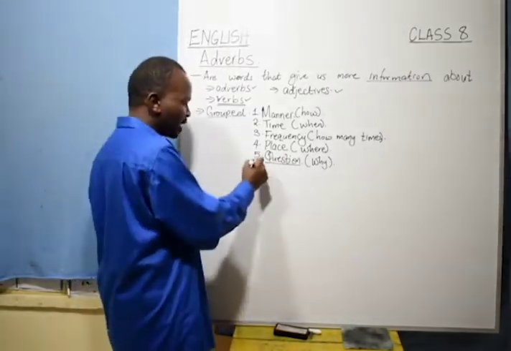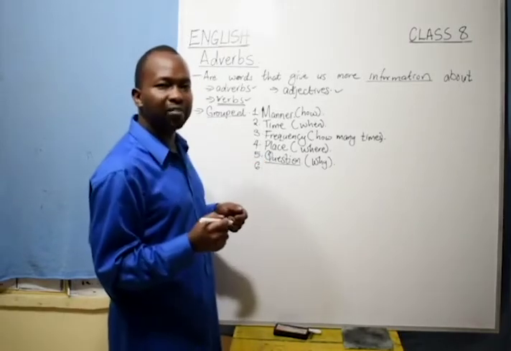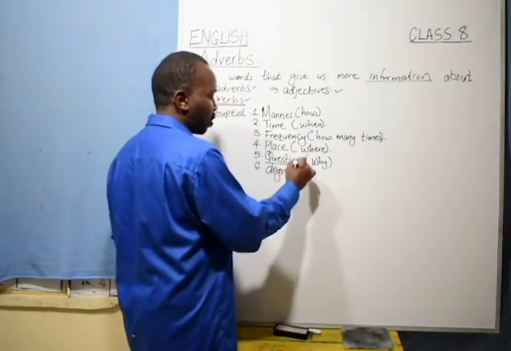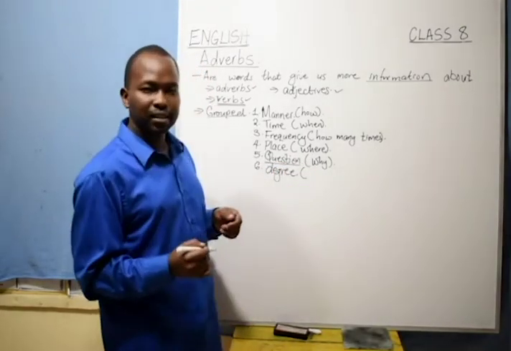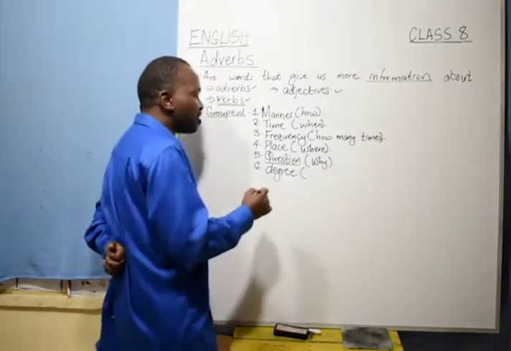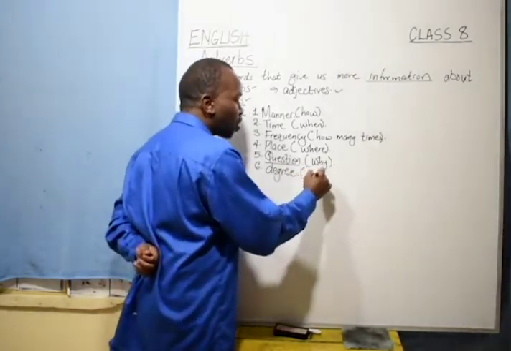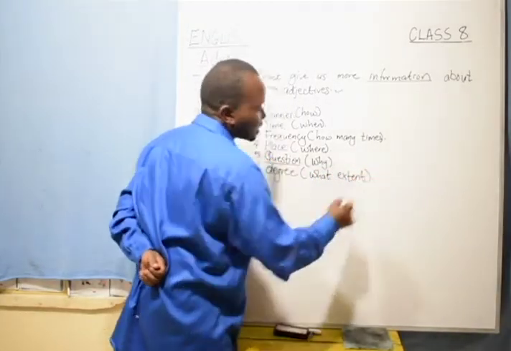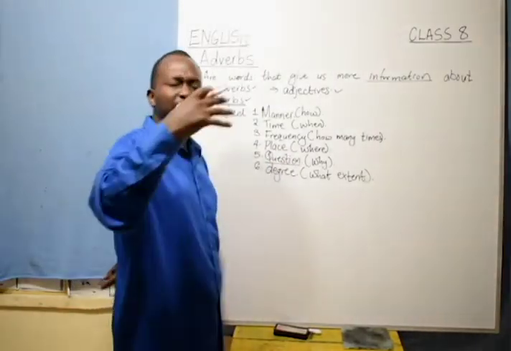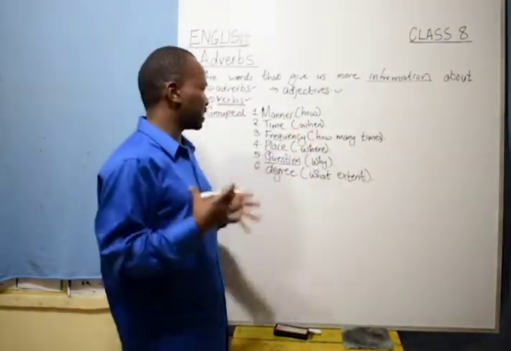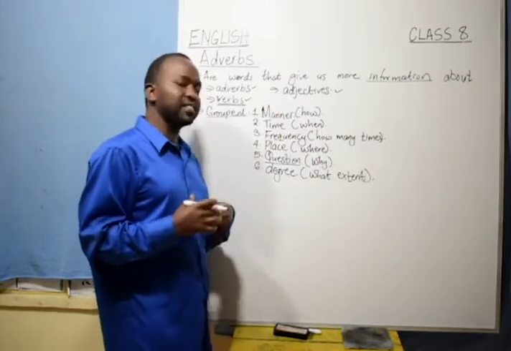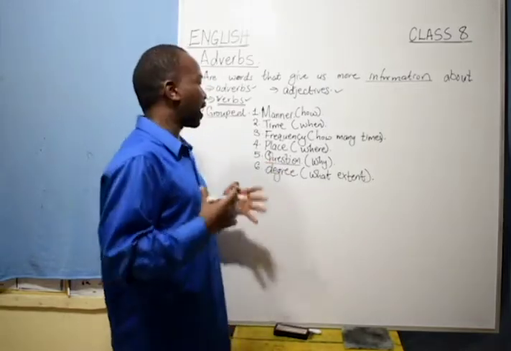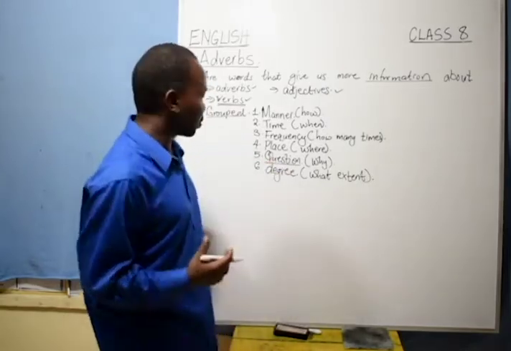Yes. And finally, we have the adverb of degree. Now, what does the adverb of degree tell us? Very good. The adverb of degree tells us to what extent something happened. So these are the various adverbs that we have, and we are going to look at each group of adverbs, and I hope by the end of it all you will have understood them.